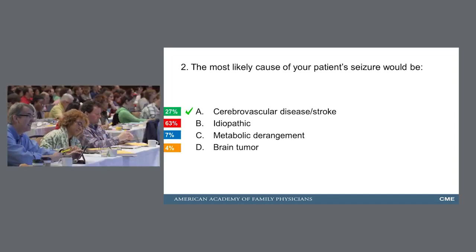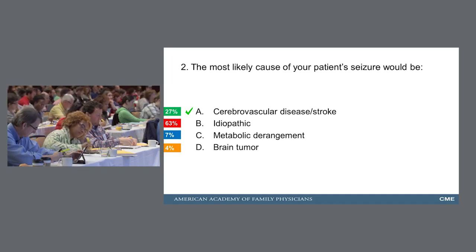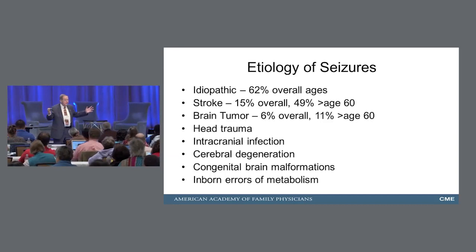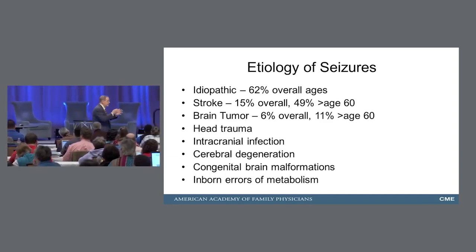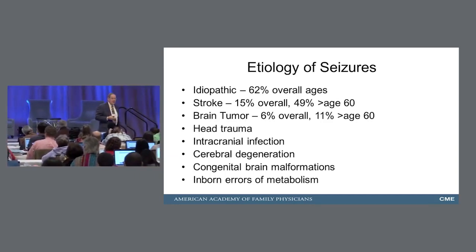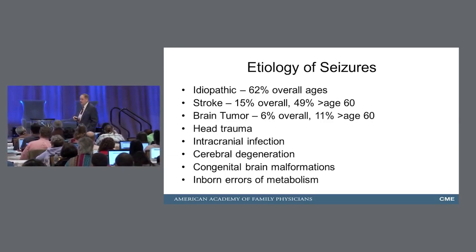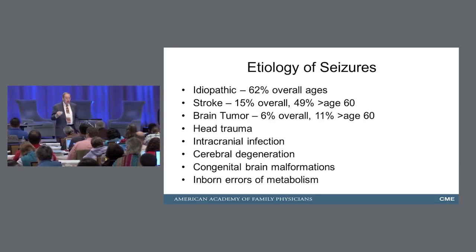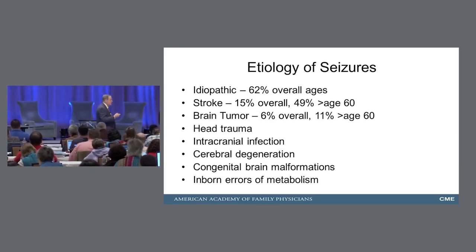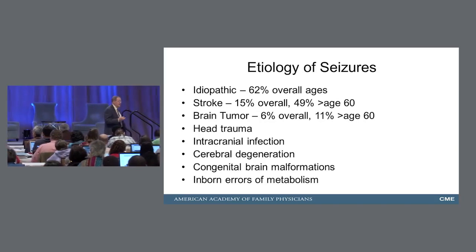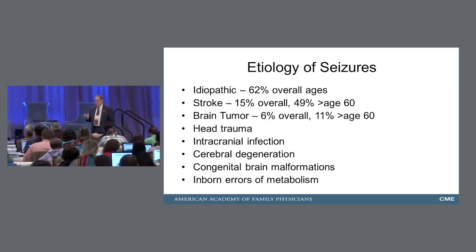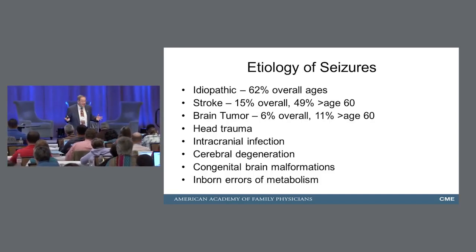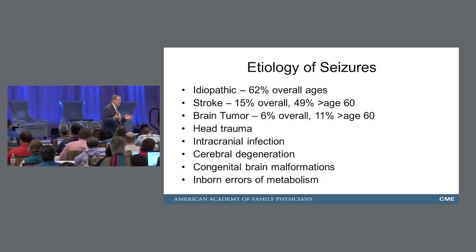Okay, a learning point here. The answer is cerebrovascular stroke. Those of you that marked idiopathic, for all age groups, idiopathic is the correct answer. But for our specific patient, he was a senior. And as you can see, the incidence of brain tumors and strokes as causes of seizures is much greater in the senior age group. So the right answer for this patient would have been CVA. And of course, you know the definition of idiopathic. The doctor's an idiot, the patient's pathetic.